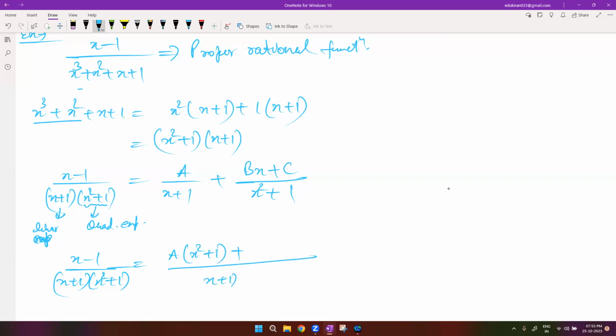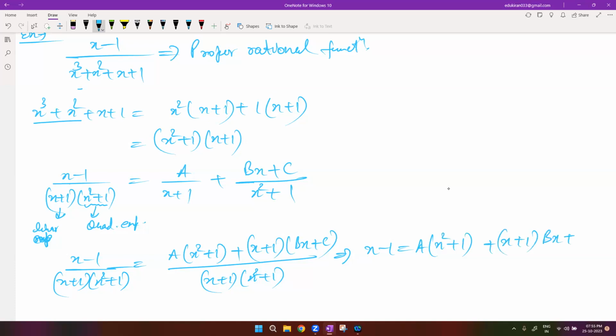So this is (x plus 1) into (x square plus 1). And then they will be cross multiplied. So a into (x square plus 1) plus (x plus 1) into (bx plus c). Right. So this can be written as x minus 1. This denominator can be cancelled out on both sides. This is a times (x square plus 1) plus (x plus 1) into (bx plus c).